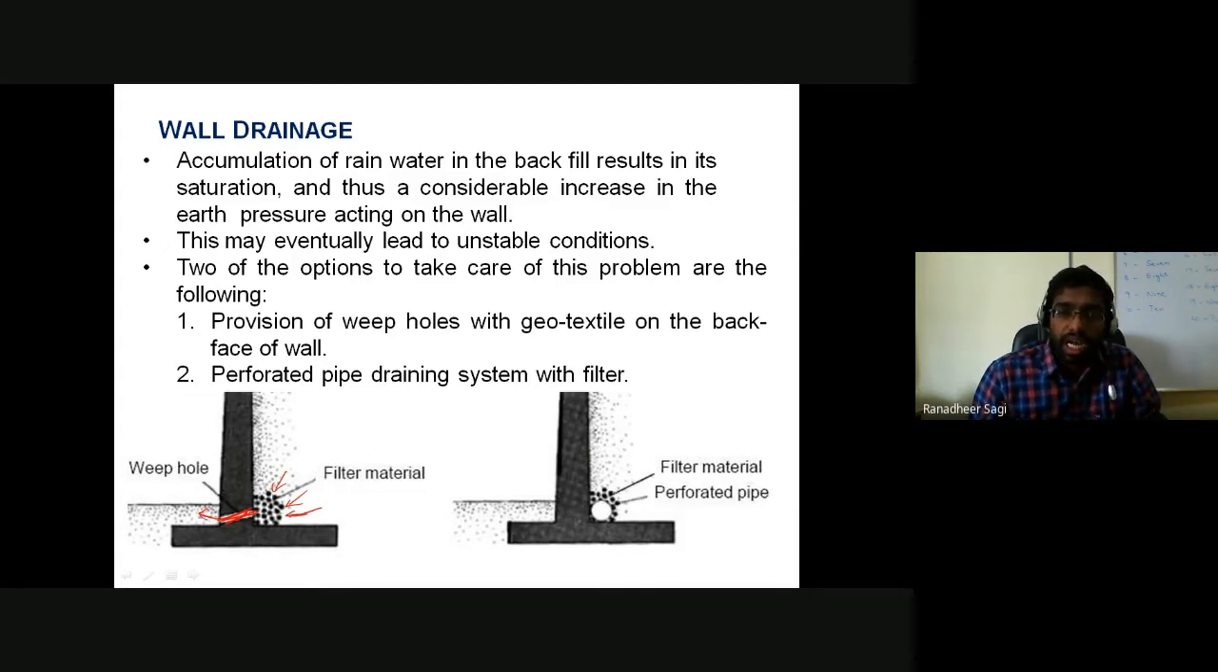This is one way. The other way is you can try to provide a perforated pipe. Through this filter medium, the water enters that perforated pipe, and through that perforated pipe, the water can be collected and drained out to some particular place where the effect of this drainage would not alter the condition of your soil properties.